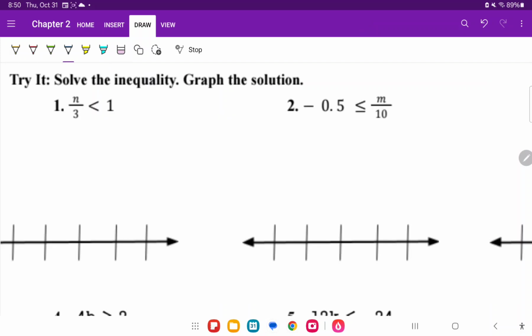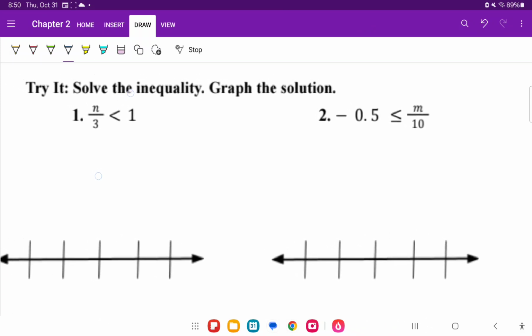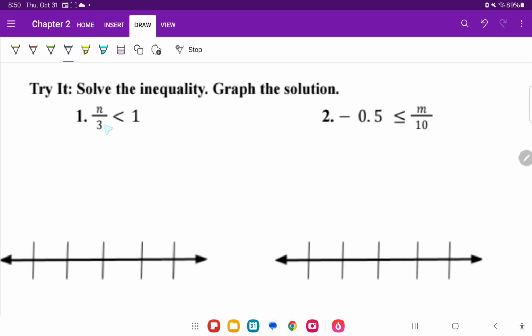Let's jump back in and look at number 1, Chaz. So on number 1 here, this says n divided by 3 is less than 1. So what are we going to do? We're going to multiply. Correct. I'm going to rewrite mine just real quick so I can show it better. But yeah, we're going to multiply by n.